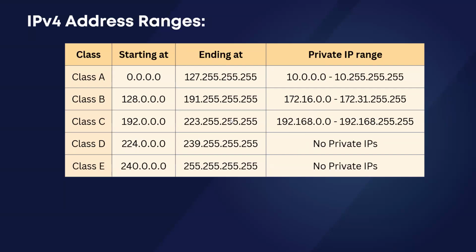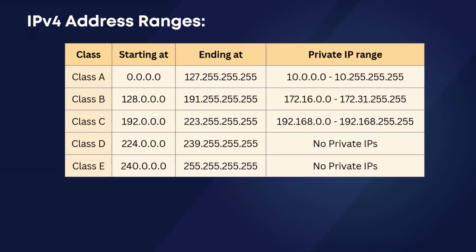Okay. And similarly in class B, between 128 and 191, there's a small range, 172.16.0.0 to 172.31.255.255. Any IP within this range is a private IP, and any IP outside this range is a public IP. And similarly in class C, between 192 and 223, there's a small range, 192.168.0.0 to 192.168.255.255. That is the private IP range in class C. Any IP within that range is a private IP, and any IP outside that range is a public IP. And in class D and class E, we don't have any private IPs at all. All of them are public IPs.